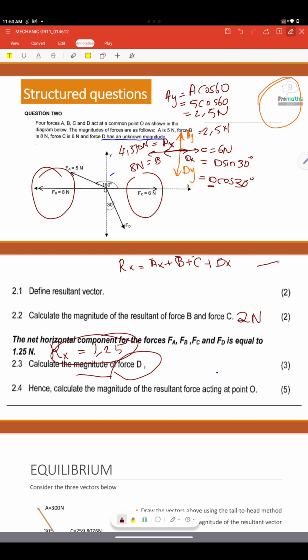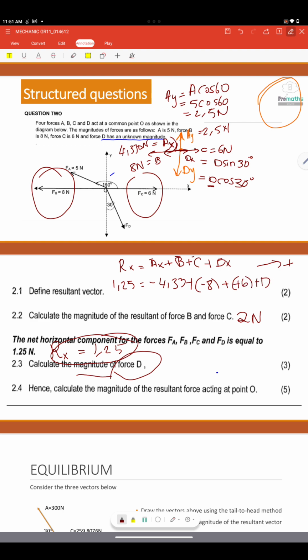Okay, remember earlier on I took right as positive. I'm going to maintain the direction. What is Rx? Rx has been given to us as 1,25. And then what is AX? AX, there it is. The magnitude is 4,33, but it's pointing towards the left. So I have negative 4,33. How much is B? B is 8, but towards the left. So the negative is for direction. Plus C, C is towards the right. So that is positive 6.